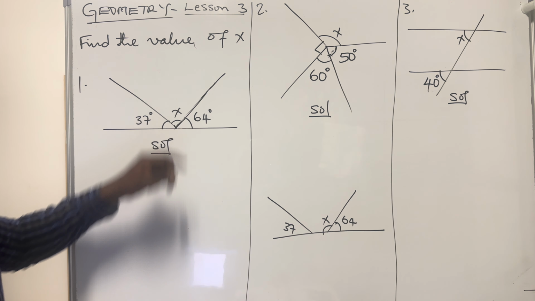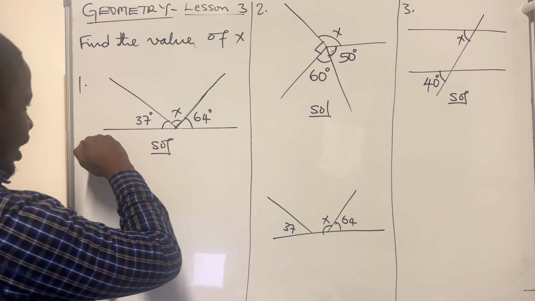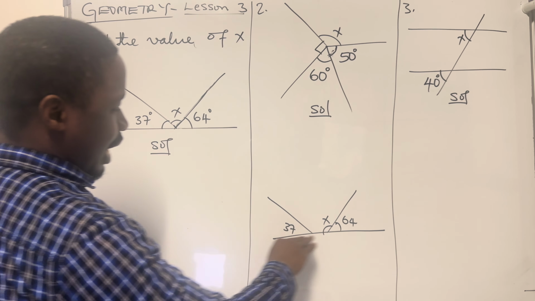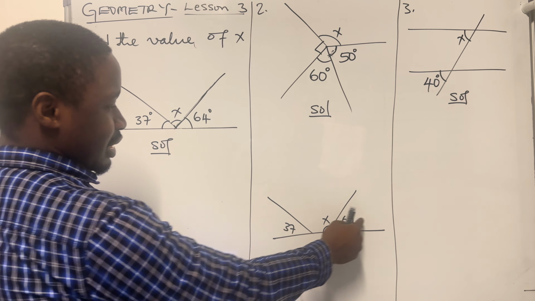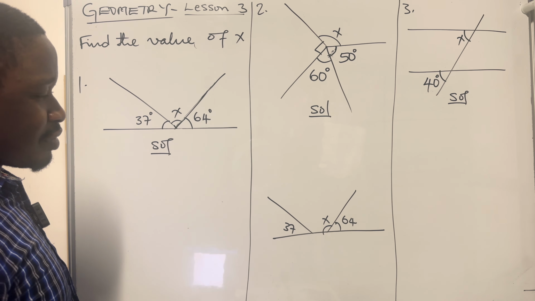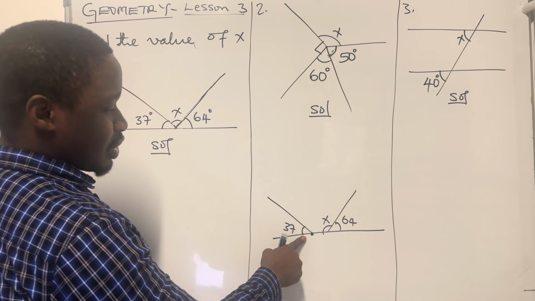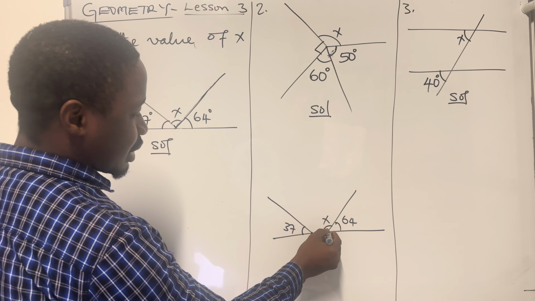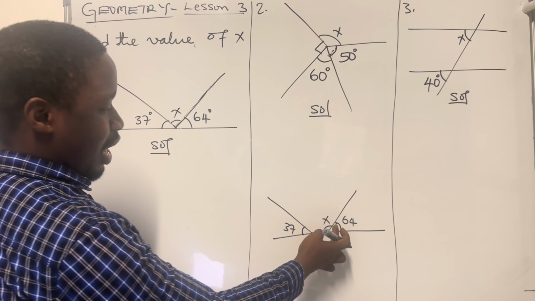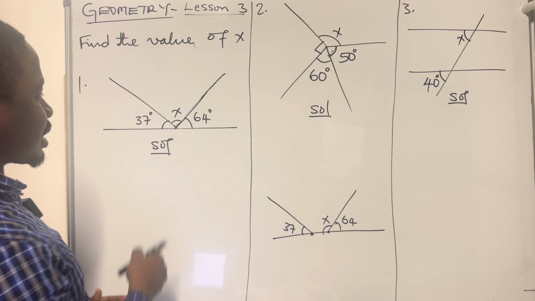This is different from this. The only thing that is common between the two cases is that here we have a line where all three angles are, and here we have a line where the three angles are also on this line. But the difference is that the vertex for angle 37 is not the same vertex for angle x. The vertex for angle 37 is not the same vertex for angle 64. That is the huge difference between this case and this case.